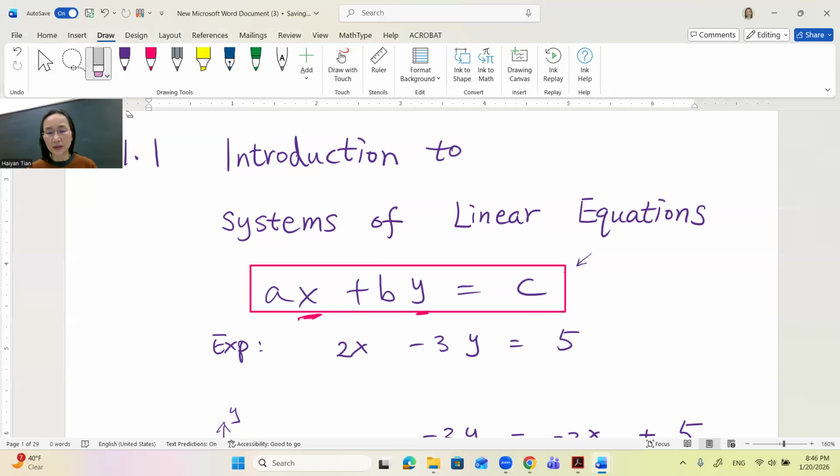This is a linear equation. Imagine the geometric feature of it: that is a line, right? This represents a line. So an equation of this form is a linear equation involving two variables, x and y. That is, every point on the line will satisfy this equation.